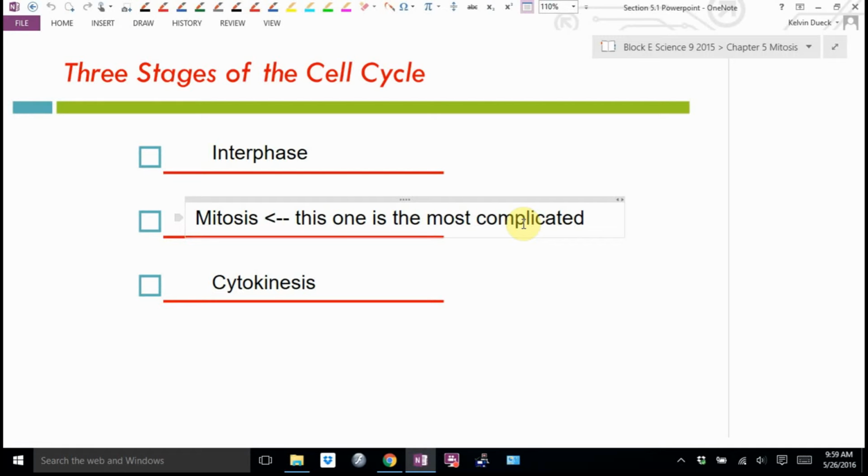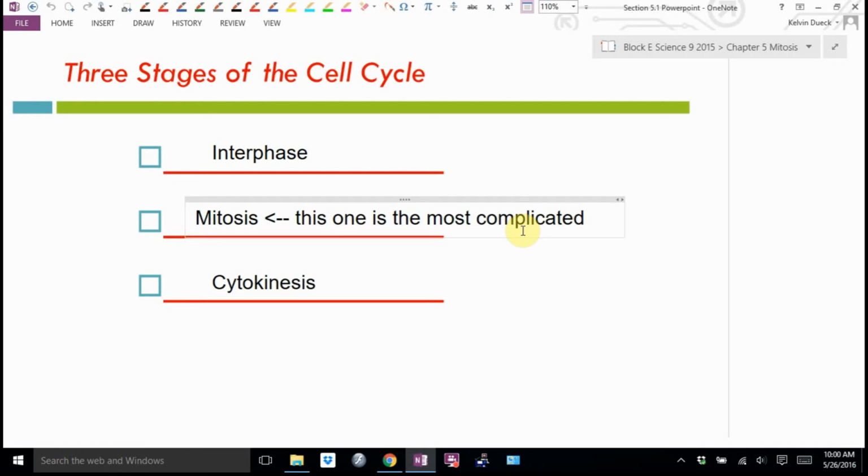Then we started talking about, and this is what we're going to be spending the most time on for the next couple of days, the stages of a cell. So all the cells in your body, we said your body is constantly replacing the cells. They slough off, they die, they get used up. We said there were 3 stages.